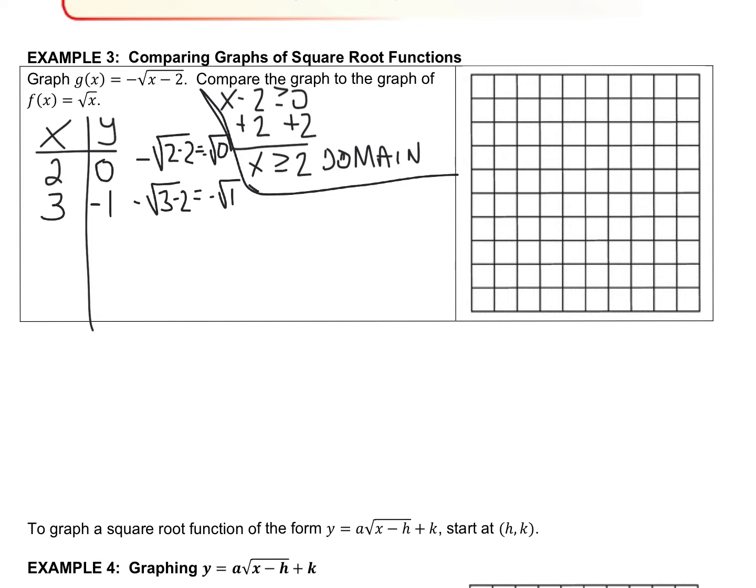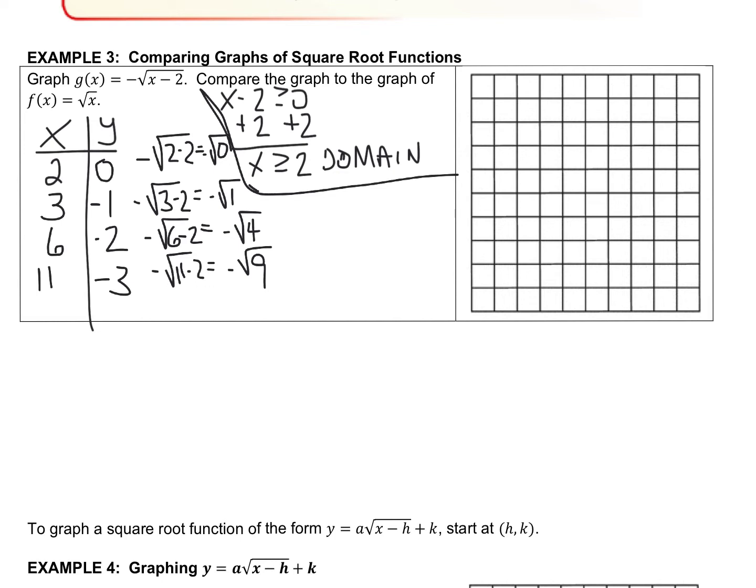The next one I would look for maybe is a 6. 6 minus 2 is 4. There's your perfect square, the square root of 4, which is 2. So negative 2 comes out. And then we'll go one more. Let's look for 11. If 11 goes in, subtract the 2, I get the negative square root of 9, which is negative 3. So there's a good set of ordered pairs that I can now use.